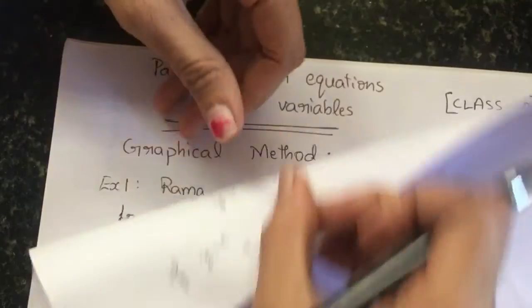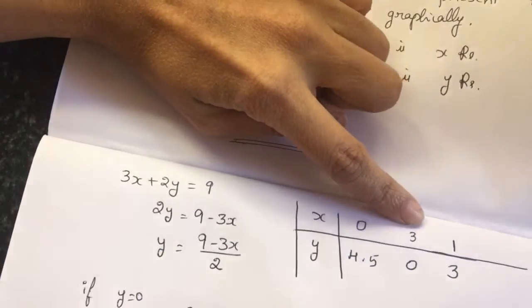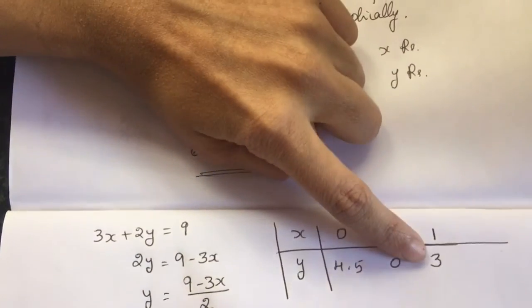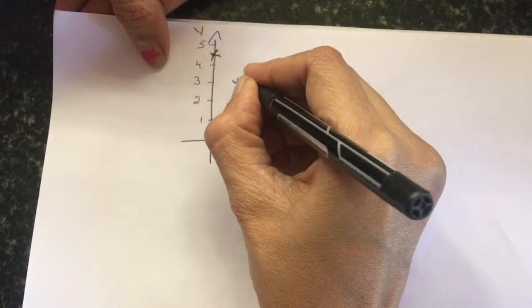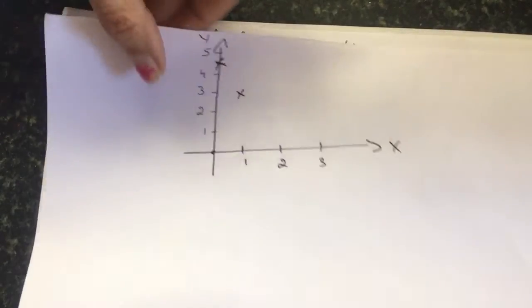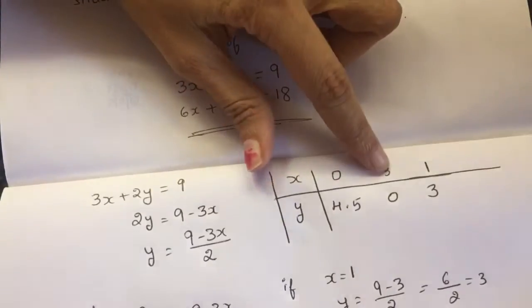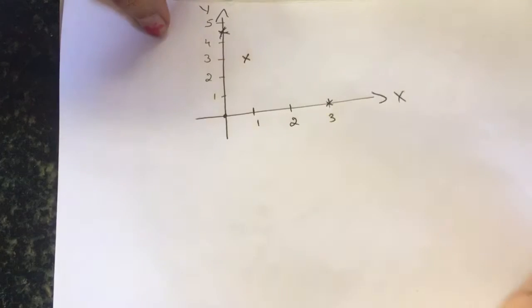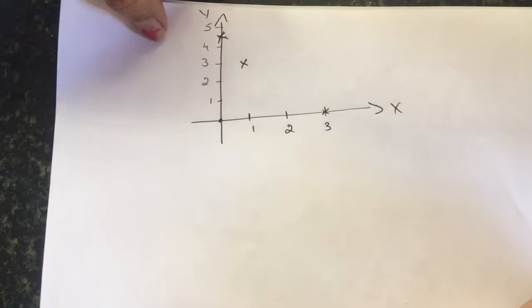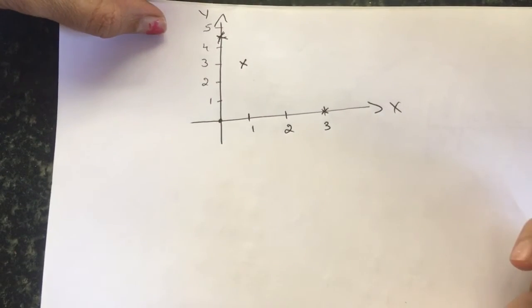Okay. Now second point is, when x is 1, value of y is 3. Next, when x is 3, value of y is 0. So something like this. This is for the first equation.